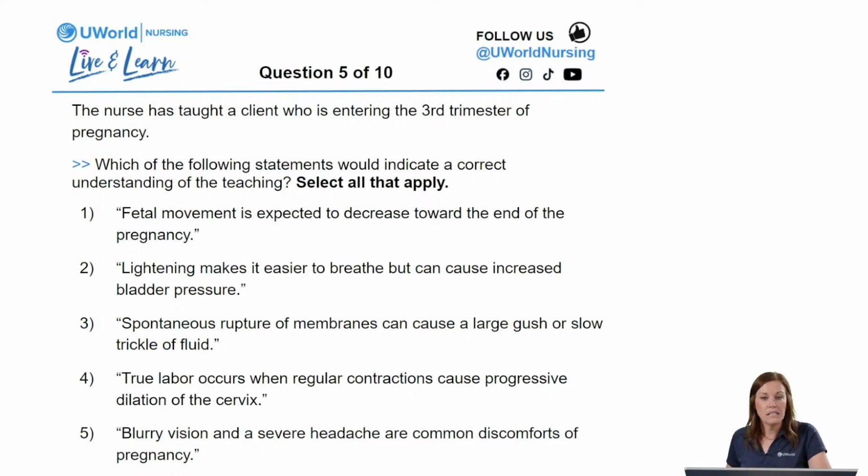Option 3, spontaneous rupture of membranes can cause a large gush or slow trickle of fluid. Option 4, true labor occurs when regular contractions cause progressive dilation of the cervix. Option 5, blurry vision and severe headache are common discomforts of pregnancy.